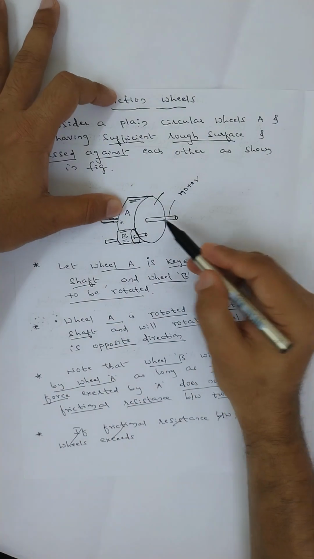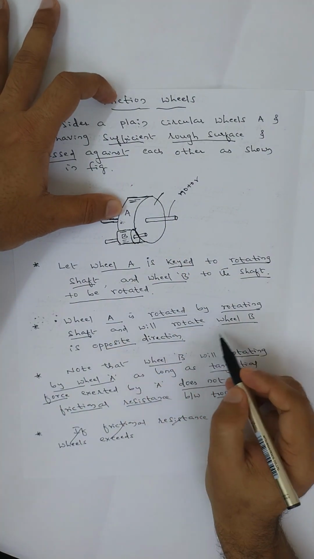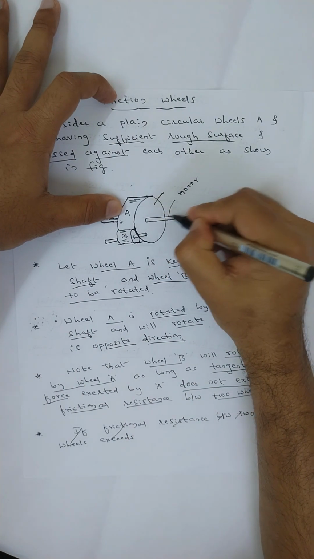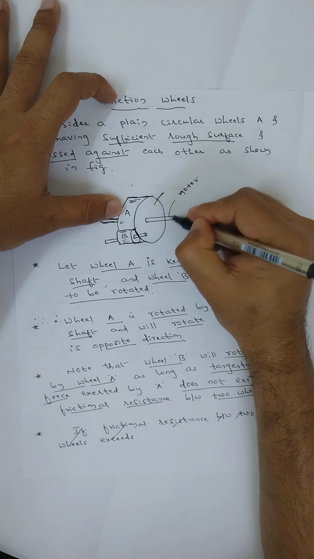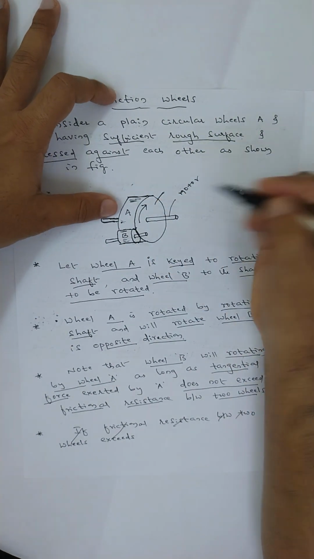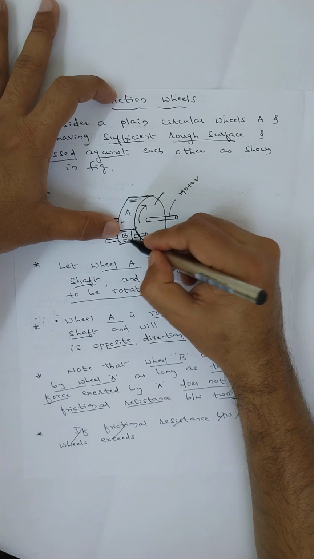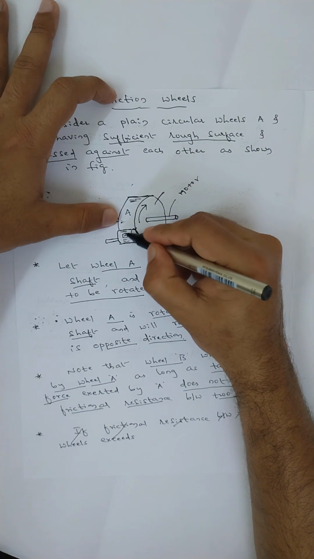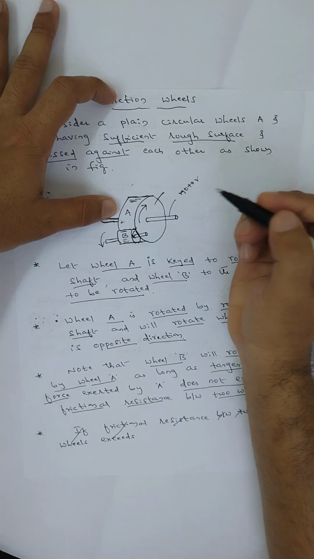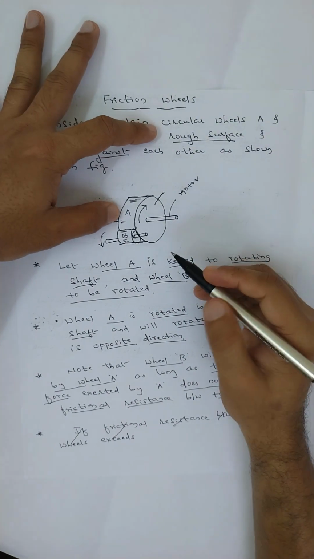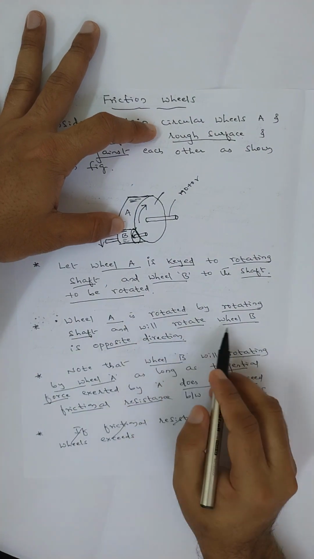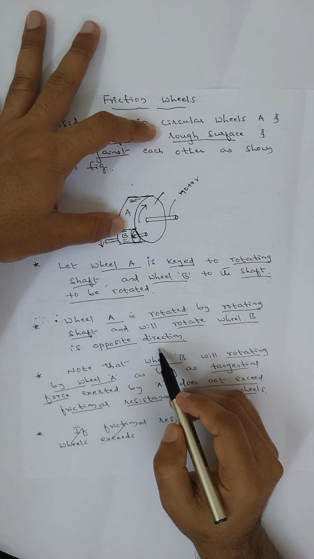The next point: wheel A is rotated by the rotating shaft, and it will rotate wheel B in the opposite direction. For example, wheel A is connected to the motor, and because of the shaft rotation, wheel A rotates in the clockwise direction. Since wheel B is connected to wheel A, it rotates in the opposite direction, that is anti-clockwise.